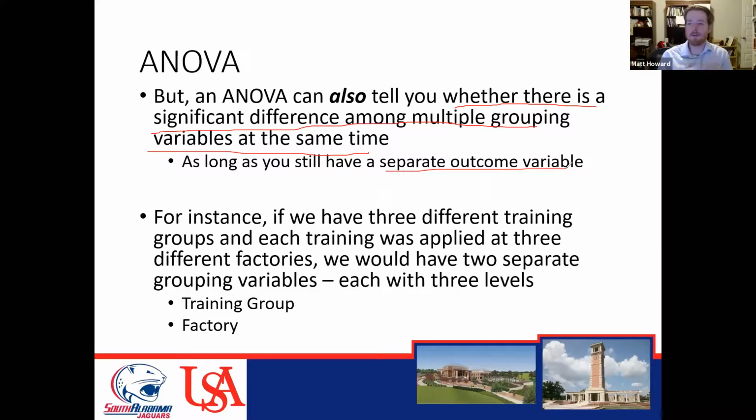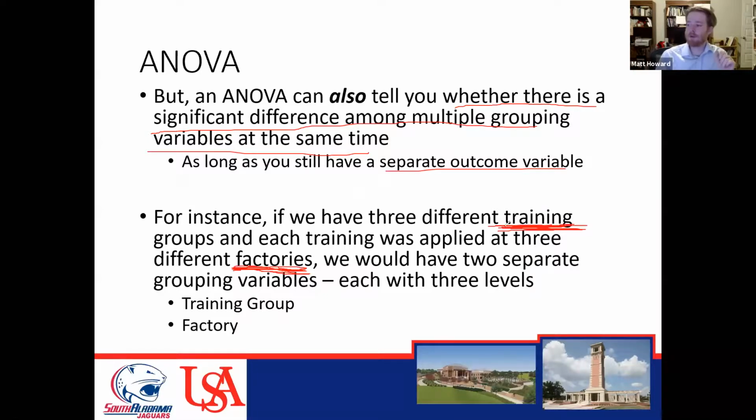So you might have two grouping variables. For instance, we might have three different training groups, and each training group was applied at three different factories. So in this instance, we have two grouping variables. One grouping variable would be the training. Just like we saw in the last slide, we might have training group A, B, and C. However, we also have three different factories, and that would be our second grouping variable, factory 1, 2, and 3.